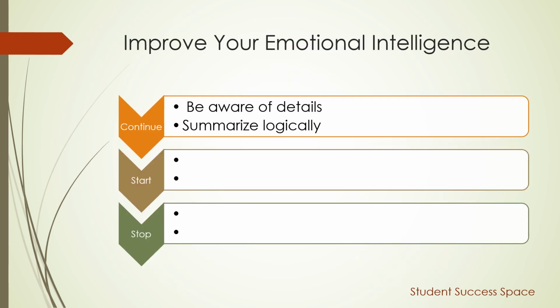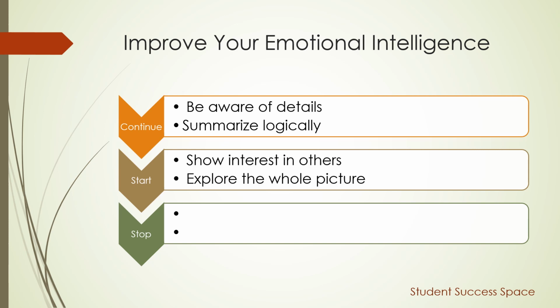Let's look at how we can improve your emotional intelligence as an ISTJ. Remember, you are already really good at keeping track of details. You are so logical and thorough and analytical that you're great. And you're really good at summarizing things logically. So remember to keep doing those things.